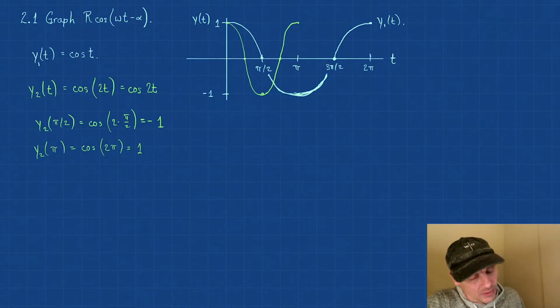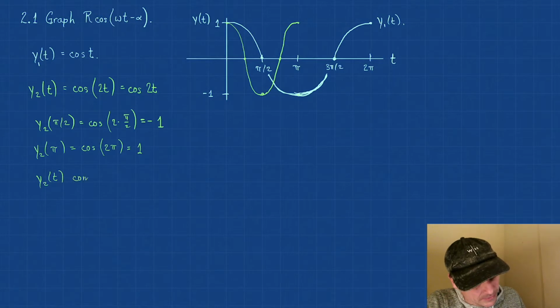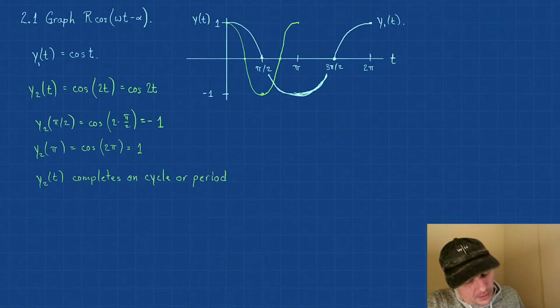So notice this, y2 of t completes one cycle or period, and we're going to call it period T, in pi time.